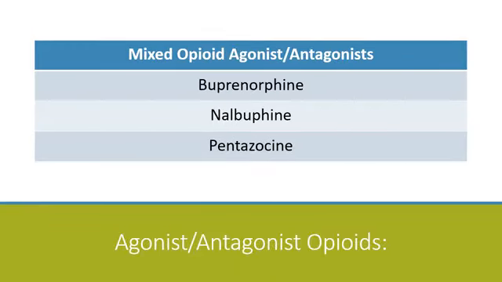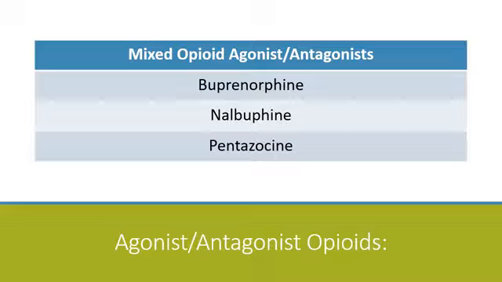Also, another group that we can get here is this mixed opioid agonist-antagonist group. These are medications that have both agonistic and antagonistic properties. And so we get a little bit of each. They've got both activities essentially.